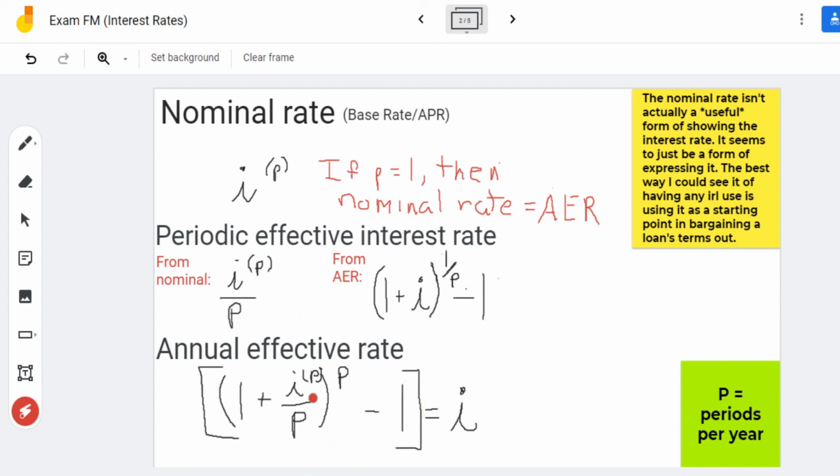Which means that this, which we said before is the nominal rate, is equal to this, which is the annual effective interest rate. By the way, this i is how they denote annual effective. This i with the p as a superscript is how you denote nominal rate in all these FM things that I've seen. Okay, so where does that leave us? It leaves us with this, which I found super helpful, and I hope you do too.